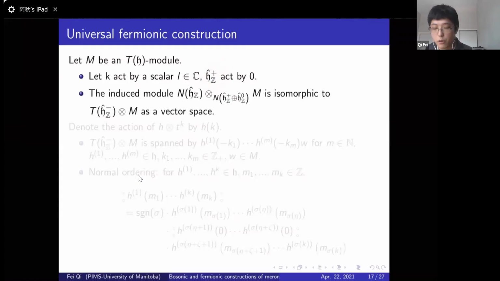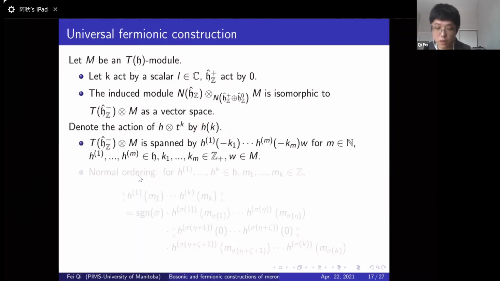So then similarly, we form the induced module, and as a vector space, it will be isomorphic to the tensor of T H hat Z minus tensor M as a vector space. So similarly, we define the action, denote the action of H tensor T to the K by H of K. So then we similarly have a basic structure for this space. The only difference is now the W can be ranging over N. So this is the first difference.